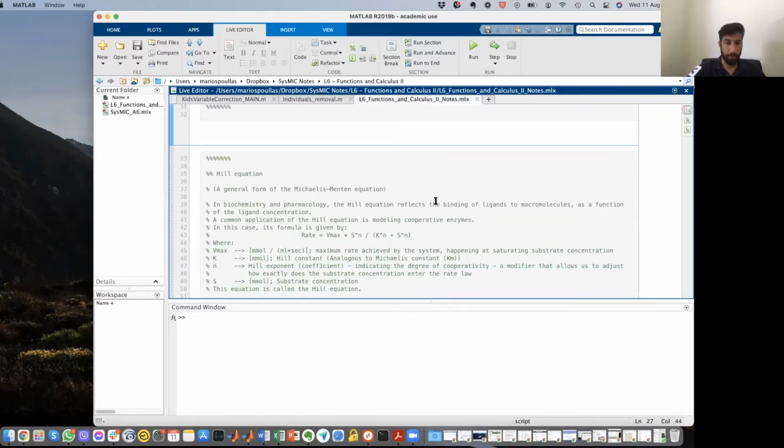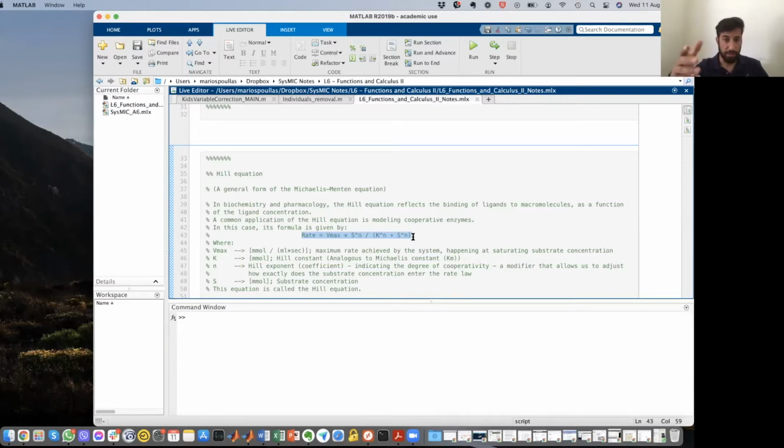Basically, it's a general form of the Michaelis-Menten. Their difference is the n that you can see there, which is the Hill exponent. Let me take it from the beginning. The Hill equation reflects the binding of ligands to macromolecules as a function of the ligand concentration. A common application of the Hill equation is modeling cooperative enzymes, and the formula is given as you can see here.